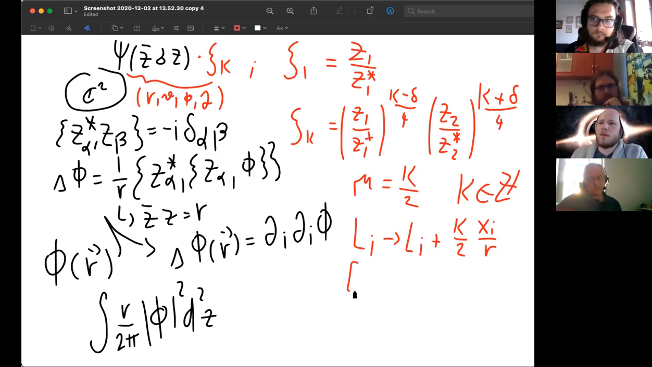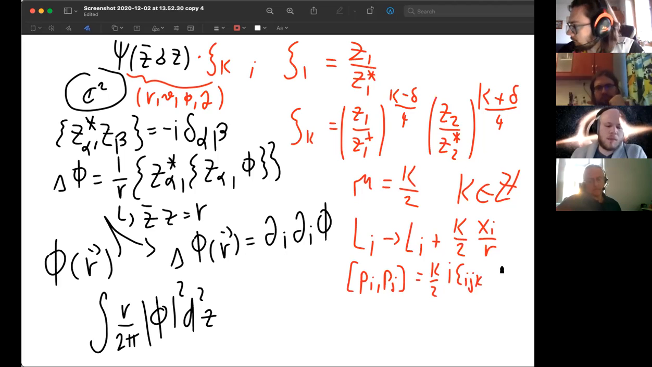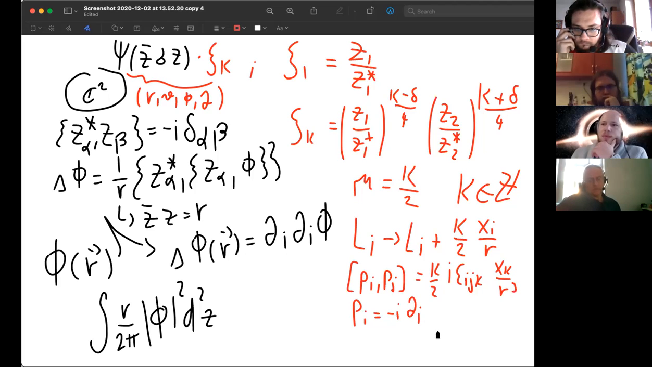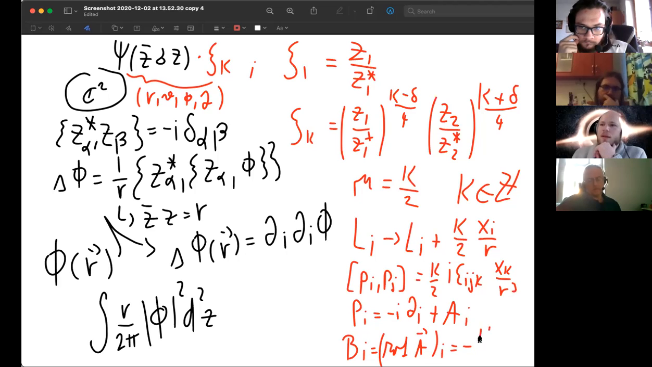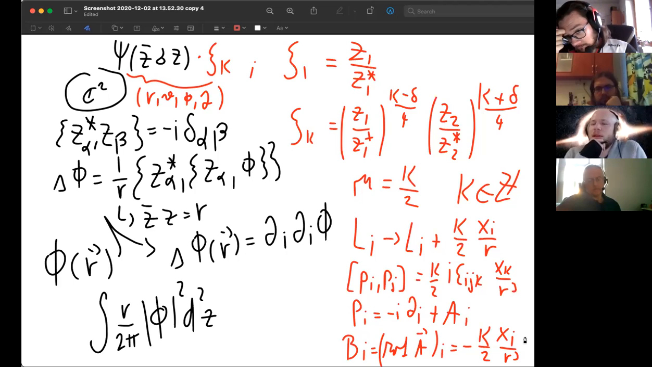Then, for example, the commutator of P is kappa over 2. And actually we can see that this splits into two contributions. One is an ordinary derivative plus something that looks like a gauge field. And if you compute the rotation of this gauge field, it's exactly minus kappa over 2 times xy over R^3. And there are, well, more signs that we are observing magnetic monopoles, but this should be sufficient.